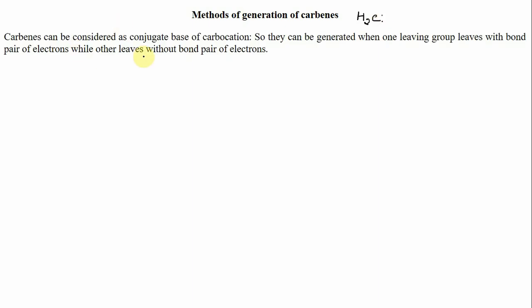Now these carbenes can be considered as the conjugate base of carbocation. Carbocations, as we already know, are also reaction intermediates in which carbon carries a positive charge with 3 covalent bonds. Conjugate base means if here we put hydrogen, the conjugate base is formed when this hydrogen leaves as an H plus ion without the bond pair of electrons. So we remove hydrogen as an H plus ion, so this bond pair of electrons will remain on this carbon.